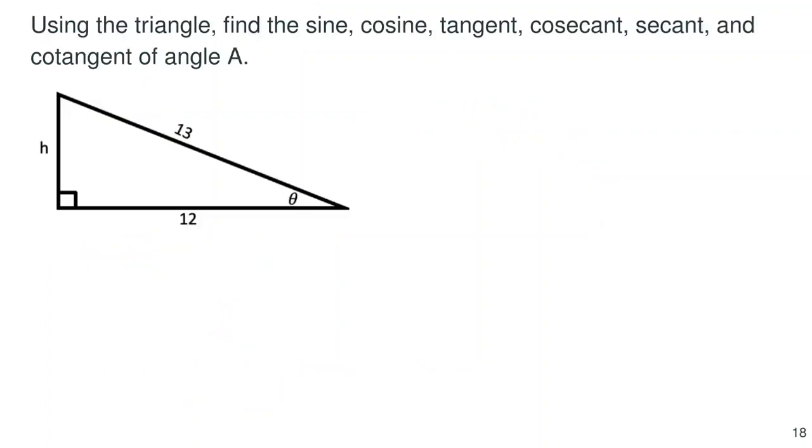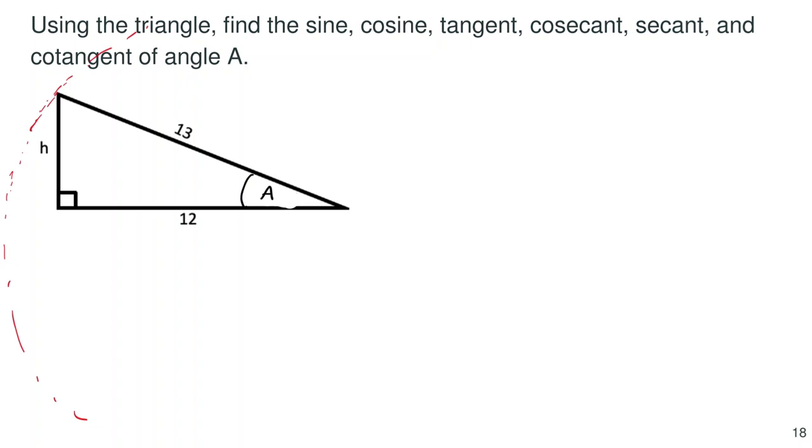Using the triangle, find the sine, cosine, tangent, cosecant, secant, and cotangent of the angle A. Okay, so actually, this is supposed to be angle A right here. Okay, so this angle. So here, we're given a right triangle, which we can also think as we have a circle with radius 13. That's another way to think about it, like this. We have a circle, full circle.